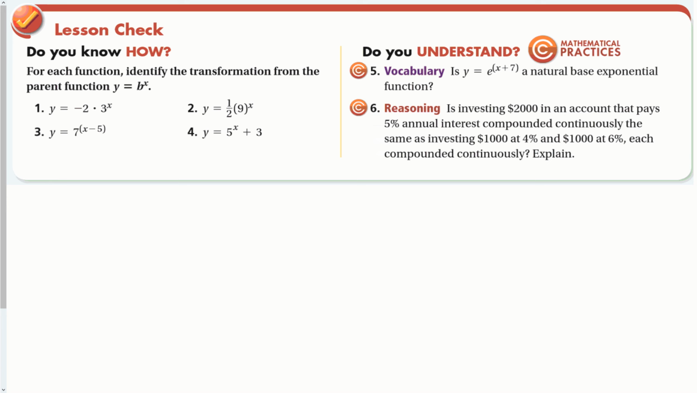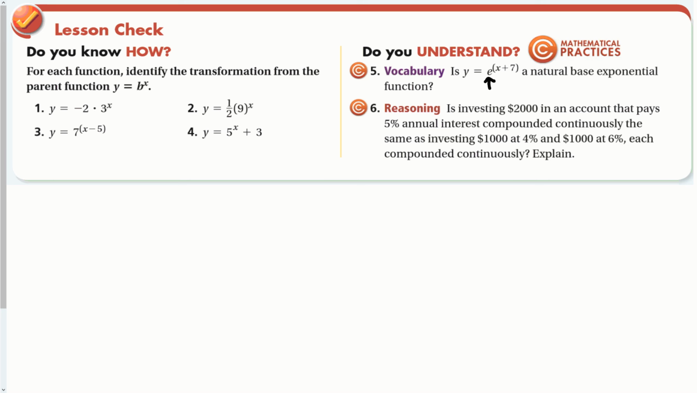Okay, so let's wrap this section up. The transformation, this would be a reflection and a vertical stretch. This would be a vertical compression. This would be a shift to the right 5, and this would be a shift up 3. Okay. Is this a natural base exponential function? Yes, because it has e as the base.